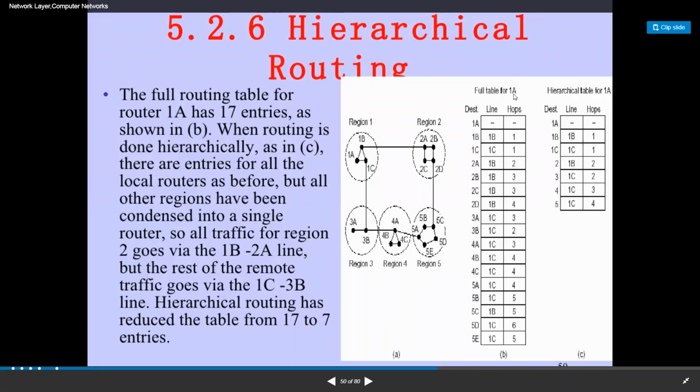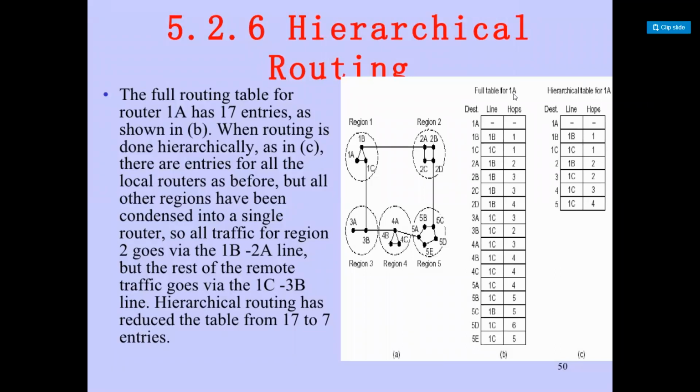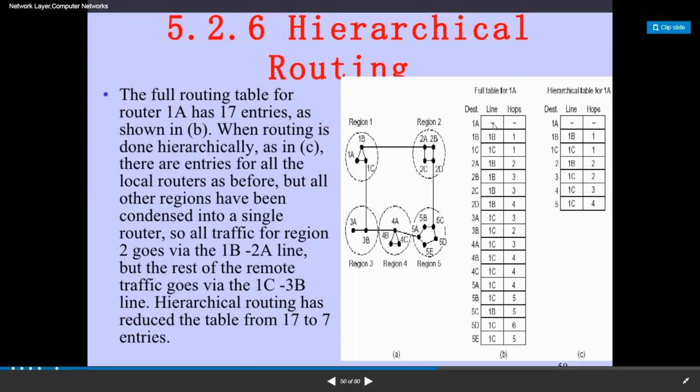This is the previous model. See, for 1A to 1A, the line will be 1, the hops will be 0. For 1A to 1B, this is the destination, the line and the number of hops. There is a direct line. The line will be 1B and the number of hops is one. The line between two nodes is measured as one hop. 1A to 1C we are having a direct line, that is 1C.